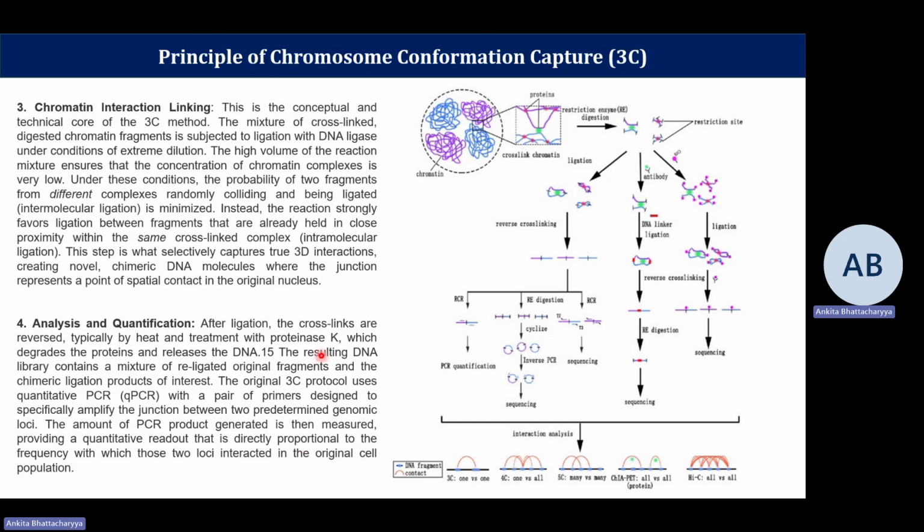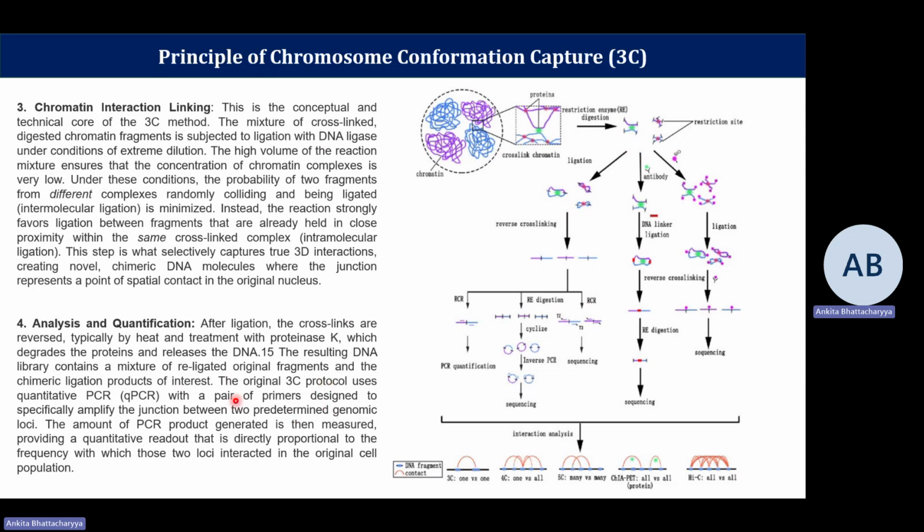So after ligation, the cross-links need to undergo reversal. Typically, that's done by heat, treating with proteinase K, which digests the protein which was holding these two fragments together. Then you degrade the protein and release the DNA. This resulting DNA contains a mixture of some religated original fragments, which have just gotten ligated to each other, and some chimeric ligation products of interest.